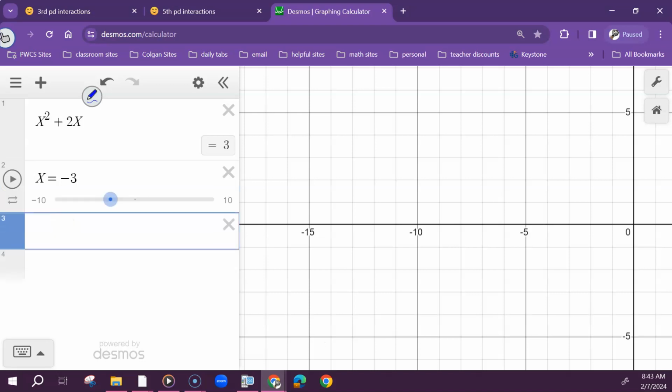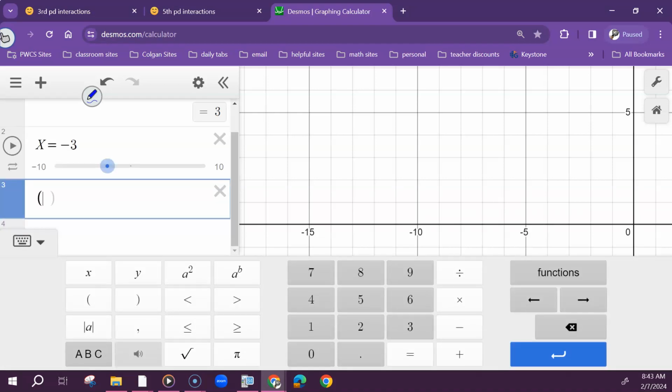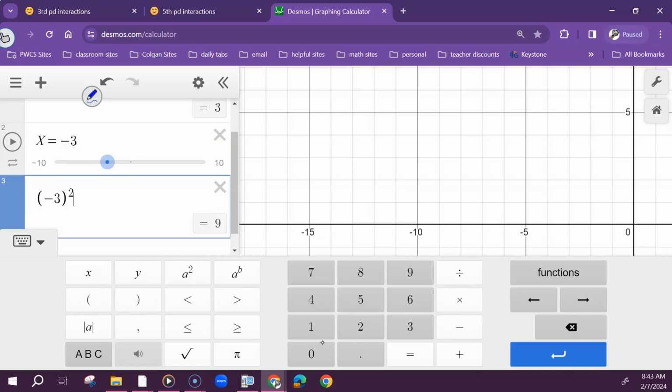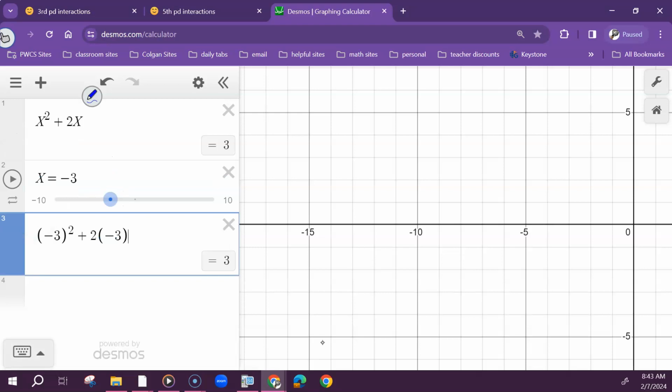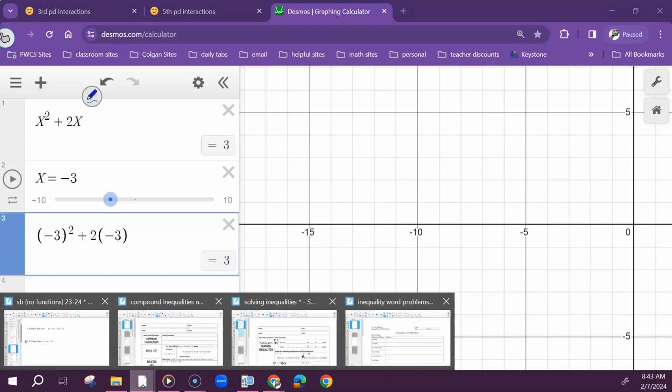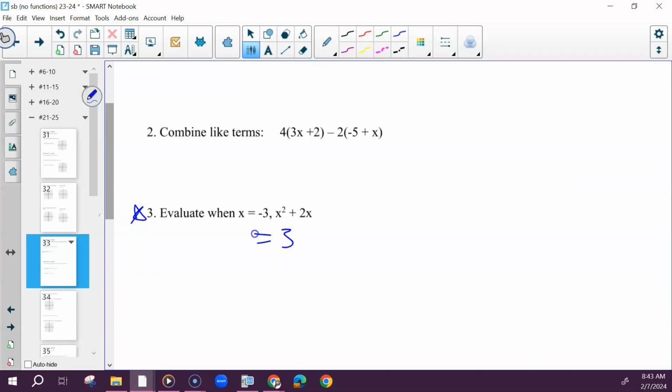You could also put in -3 in parentheses, where every time you see an x. And that would also give you the correct answer. So either way, the answer was 3. If you are doing it this way, you could just say it did work in Desmos. Questions on that one?